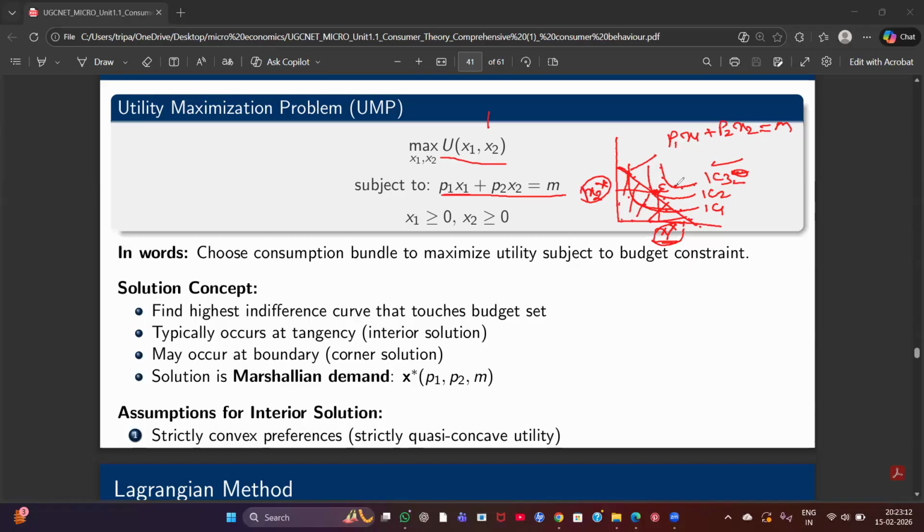Like a point will be called a corner solution if, just a minute, 2 minutes.